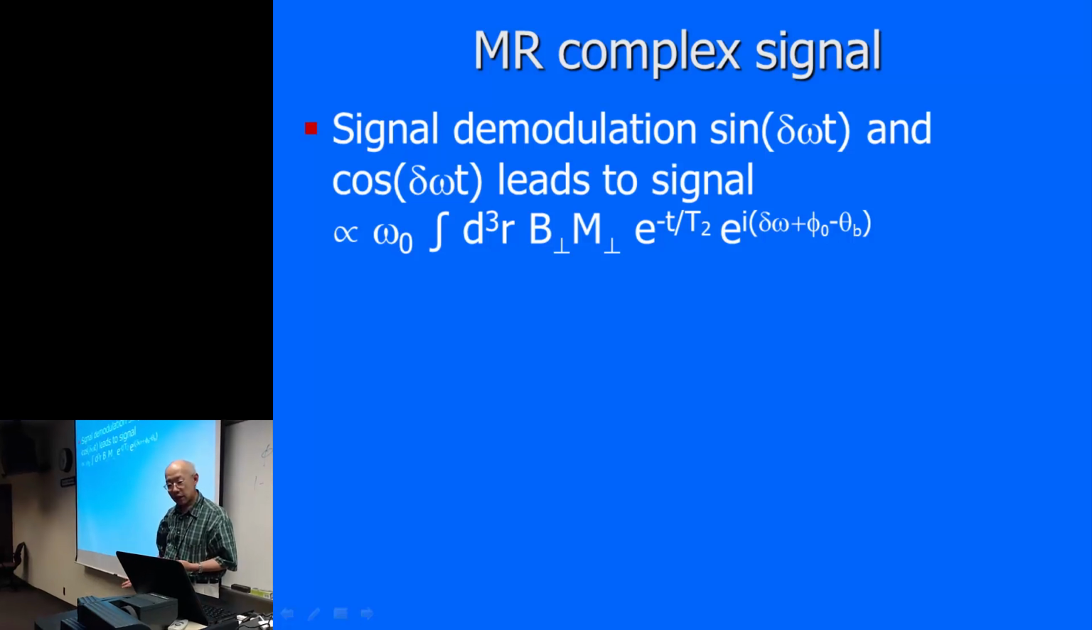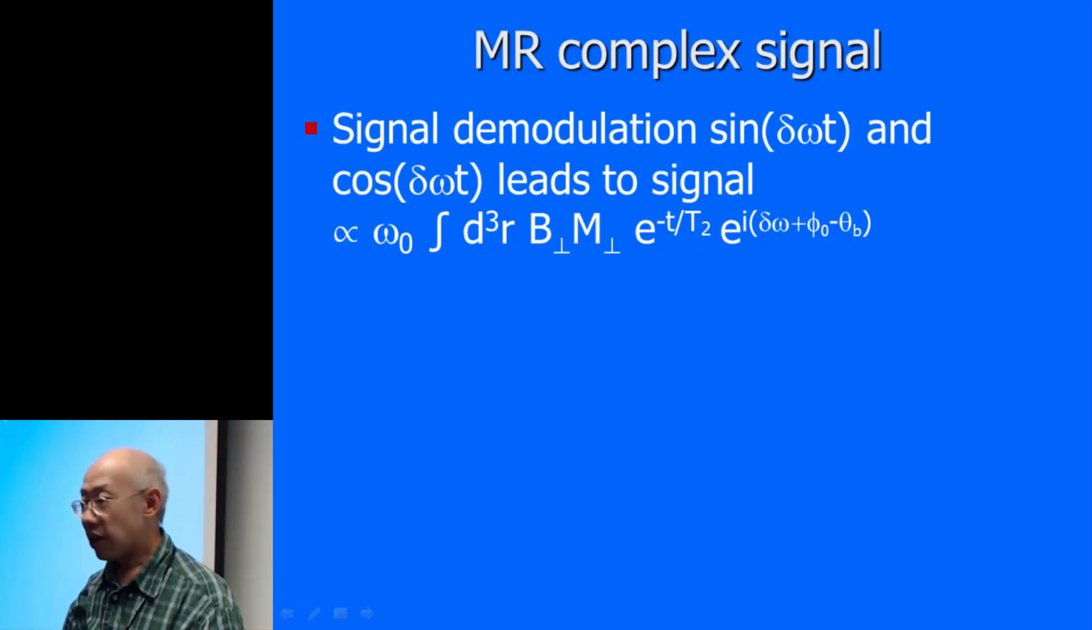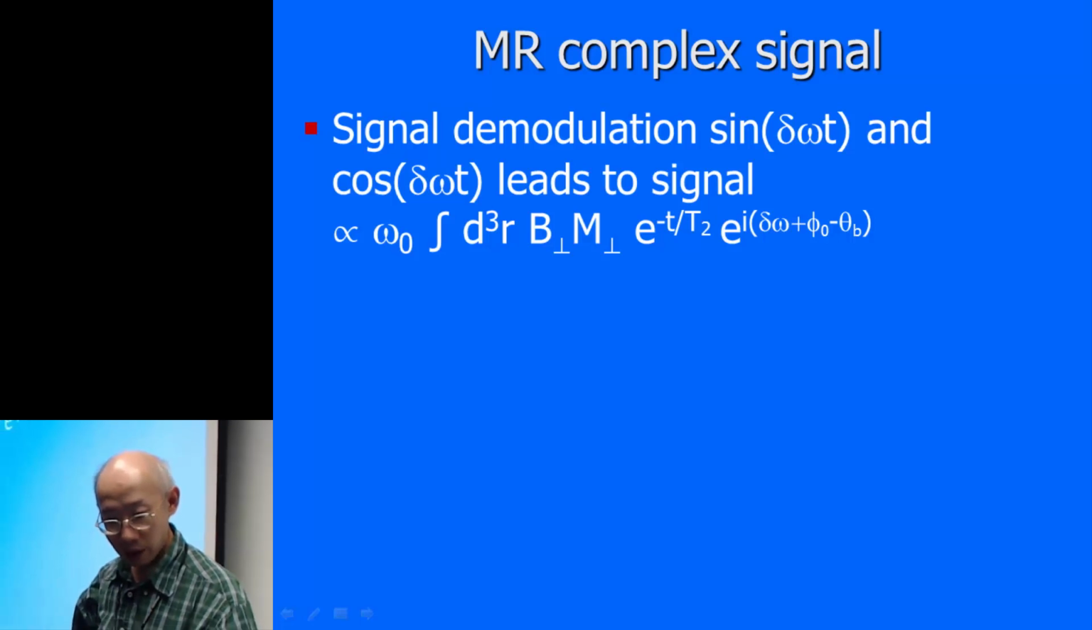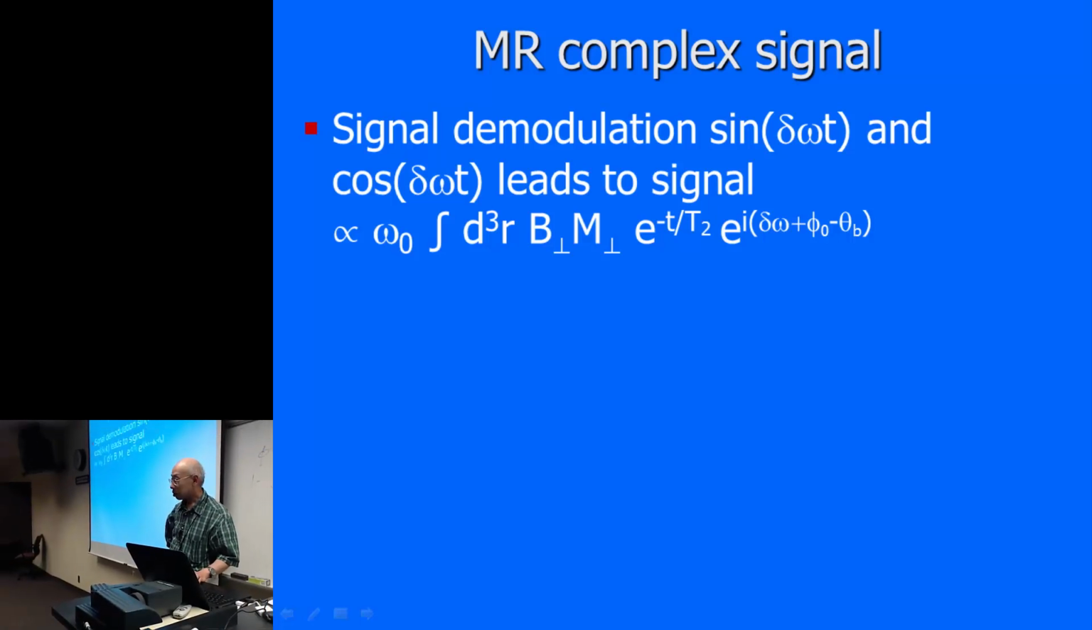This is important because the MR signal is a complex number. It's not just magnitude, it's not just phase. In fact, it's a complex number. Any question up to this point?